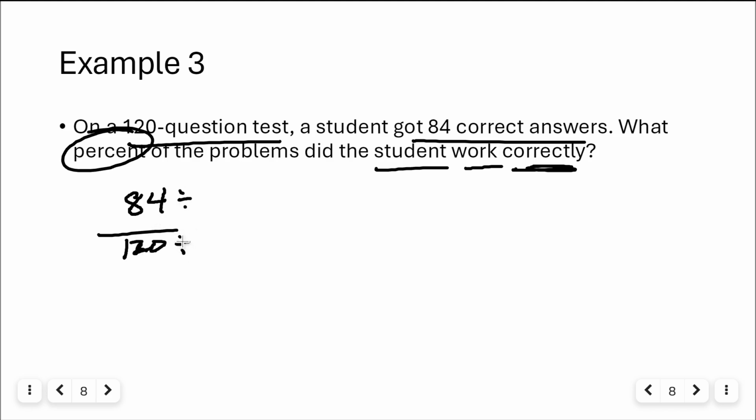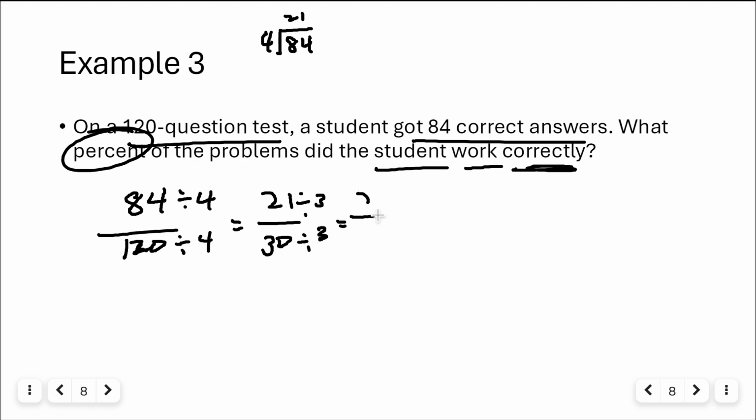That way the numbers I deal with are smaller. I know certainly 4 goes into each number. 4 goes into 84 21 times. So that's 21 up top. And 4 definitely goes into 120. It goes in 30 times. All right. And now, oh, good. So now 3 goes into each one of these. 3 goes into 21 7 times. 3 goes into 30 10. So 7 over 10.